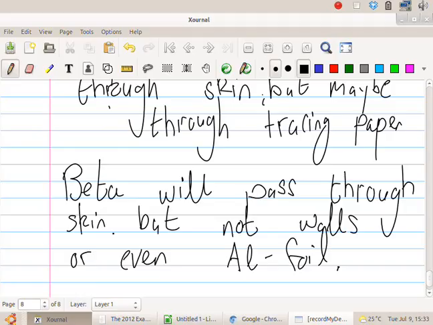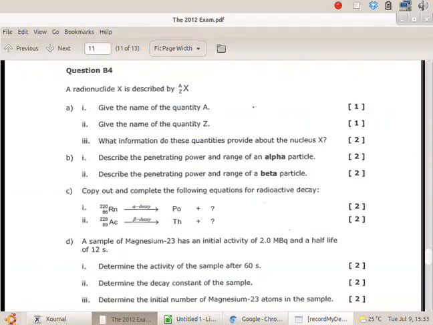Okay. Beta will go through your skin, but because it's smaller, it won't do as much damage unless you have lots of it. And gamma will go through lots of things, and again, you don't see too much of it in nature on Earth, so you have to be around it a long time or a lot before it hurts. Well, it won't actually hurt, just damage you.